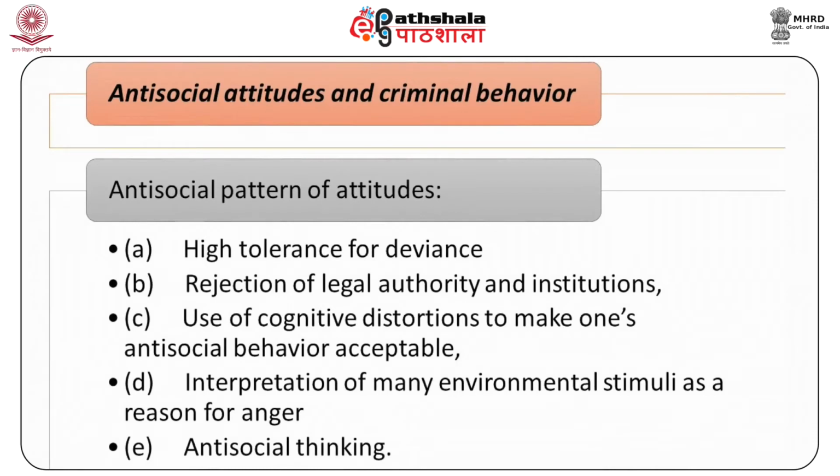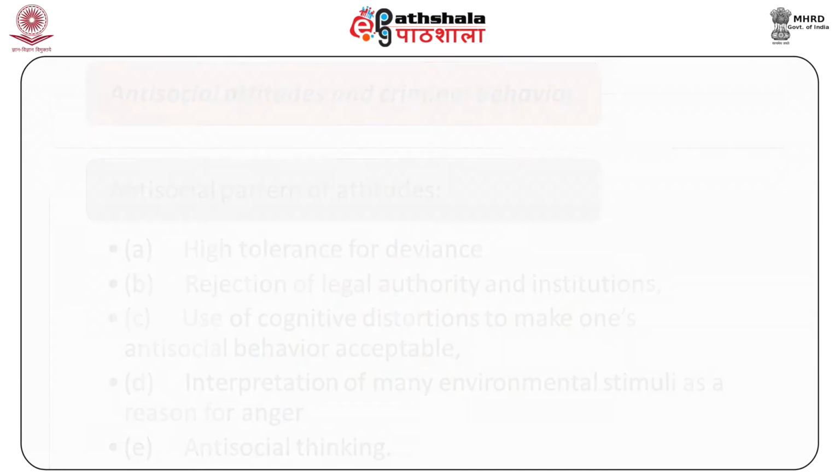Antisocial attitudes and criminal behavior. Andrews and Bonta identified 5 elements that comprise an antisocial pattern of attitudes: high tolerance for deviance, rejection of legal authority and institutions, use of cognitive distortions to make one's antisocial behavior acceptable, interpretation of many environmental stimuli as a reason for anger, and antisocial thinking.